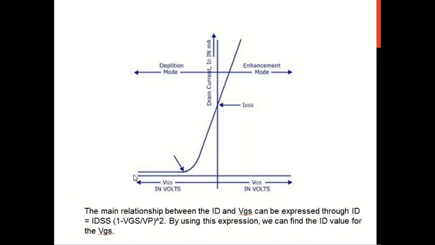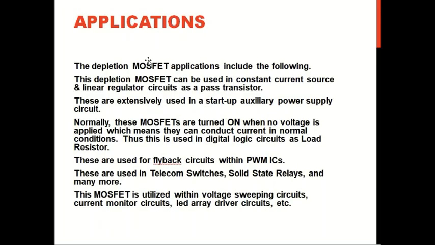Now let us go to the applications of the N-channel depletion type MOSFET. The depletion MOSFET can be used in constant current sources and in linear regulator circuits as a pass transistor. These are extensively used in startup auxiliary power supply circuits.